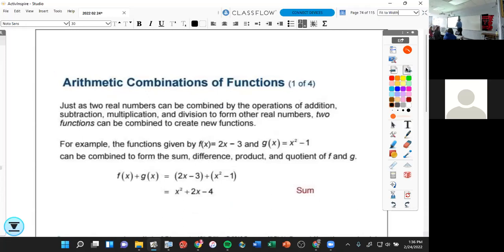COVID part 2, no school after spring break. No, I'm just kidding. Right, that's what I'm saying. Right. Yeah.